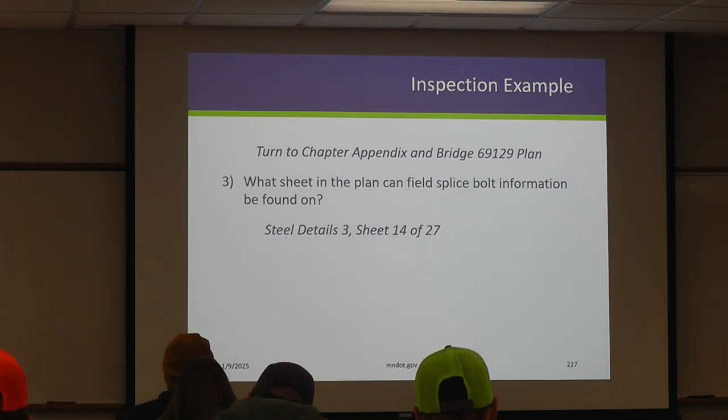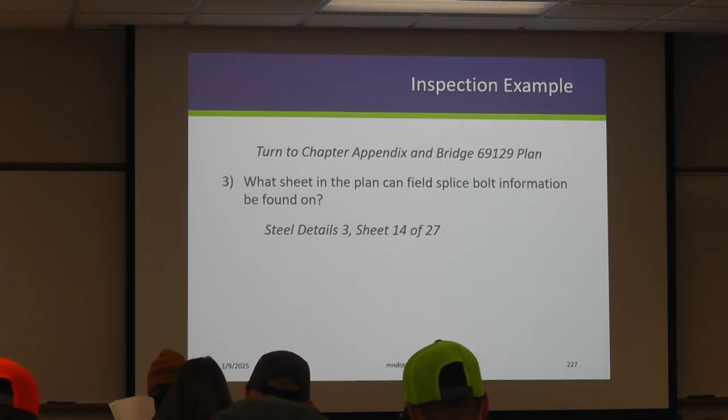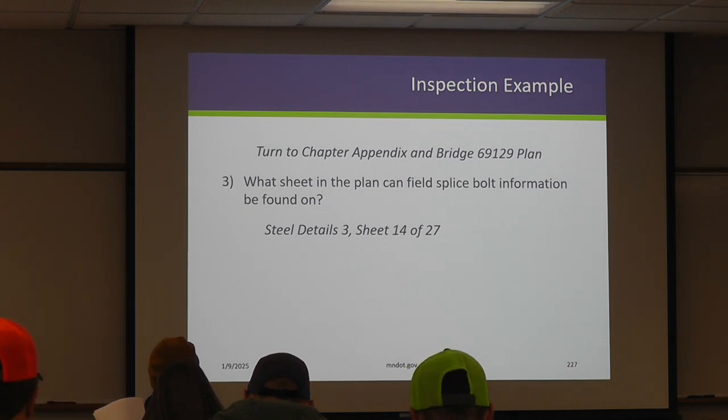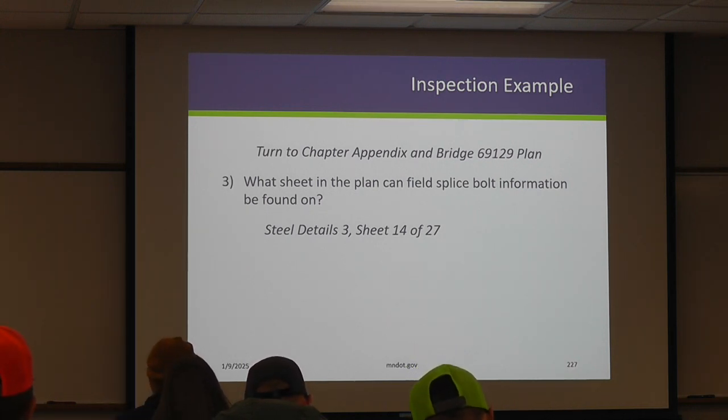This one's a little bit of a trick question, right? Because I emphasized that the bolt lengths and the washer configurations are all going to be found in the shop drawing, right? But you're going to be able to figure out the number of bolts and the arrangement of them per field splice in the original plans, right? Because the engineer of record has to decide how many bolts go in there. So, a little bit of a trick question.